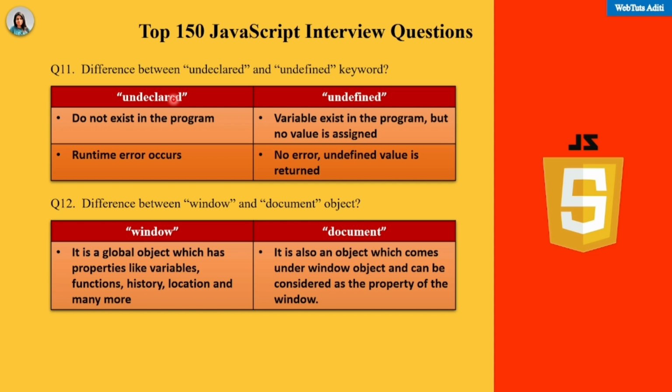But undeclared means the variable is not even declared, it does not exist in the program. When you run this code, it will show an error. So this is the next point: a runtime error occurs, but in case of undefined, no error occurs, an undefined value is returned. Like if you do not assign a value to a variable, it will not show you an error, but if you do not declare a variable, then it will show you an error.